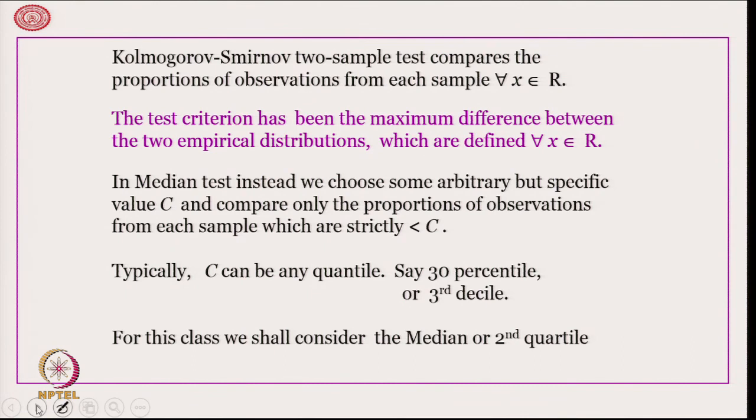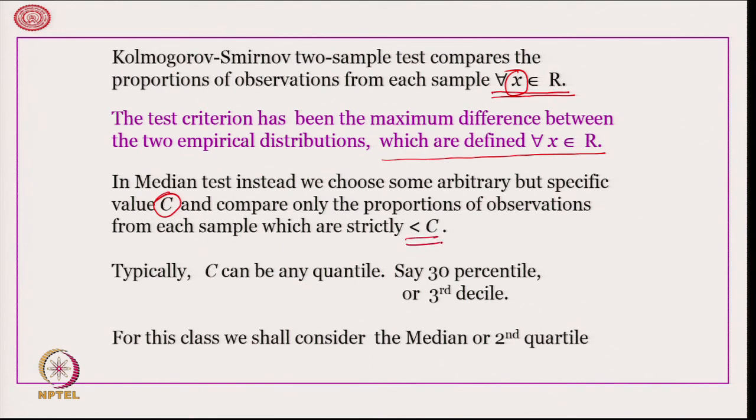Now, Kolmogorov-Smirnov two sample test compares the proportions of observations from each sample for all x belonging to R. Hope you remember that we are going through the entire range and checking the difference between the cumulative relative frequency for x sample and y sample for a particular value x. And the test criterion has been the maximum difference between the two empirical distributions which are defined for all x belonging to R. However, in median test, instead of choosing the entire x belonging to R, we choose some specific value c and compare only the proportions of observations from each sample which are strictly less than c.